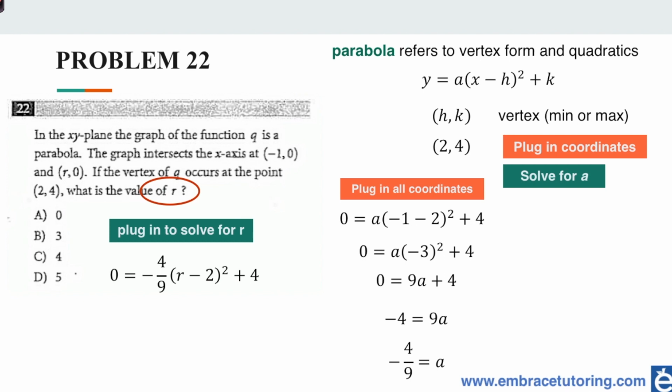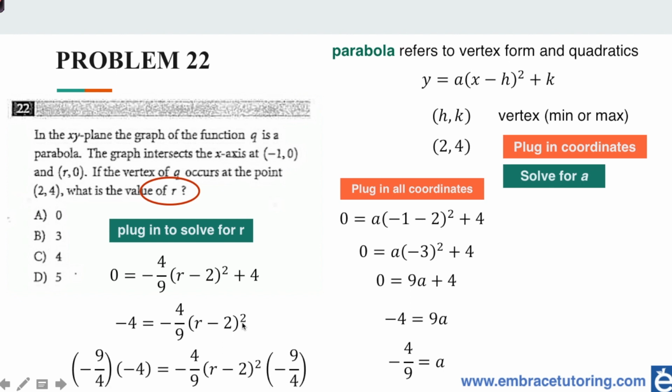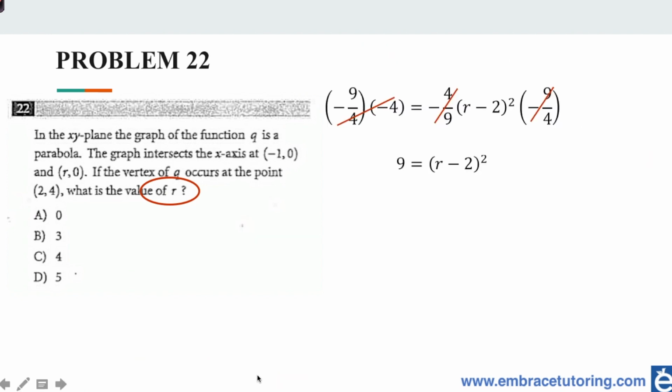What I want to do now is bring this +4 over to the other side to make this a -4. And I have -4 equals -4/9 times (r minus 2) squared. I'm now going to multiply purposely by the reciprocal, and I have -9/4 on both sides. You'll notice that the -4 and the -4 will cancel, just giving me a +9. And on the other side, I will remove my -4/9 by multiplying by -9/4. When I do this, it makes it a little bit easier, so that way I'm just isolating for r. Now, as I move forward, I have 9 equals (r minus 2) squared.